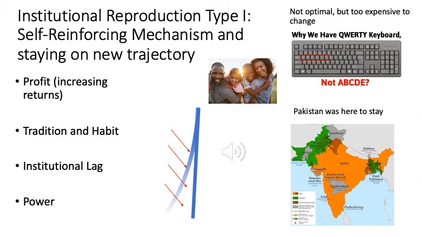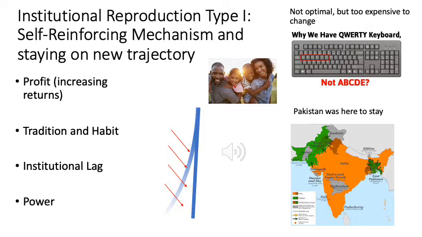Now, what comes after the critical juncture? This is where we get the term path dependency from, following a particular trajectory. Well, to begin with, you've got institutional reproduction. And there's two types. Type one is what we call self-reinforcing mechanisms. There are those forces that keep you on a particular path, on a particular trajectory, even though there might actually be better or more efficient other paths available. But the self-reinforcing mechanisms, like those red arrows, keep you on that particular path.